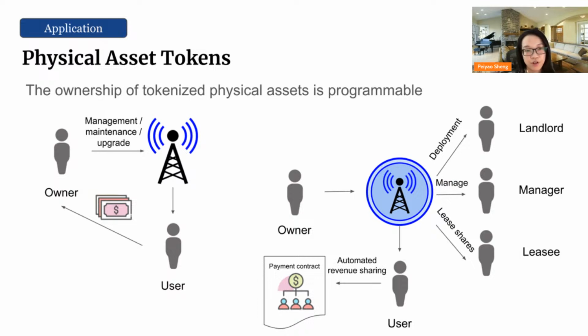But now, when such assets are tokenized, the owner can delegate different aspects of the asset to different parties. For example, the hotspot might be deployed by some landlord, but we use some other professional manager to keep monitoring the service status. And the owner can further lease the shares to other operators. Accordingly, all the fee revenues associated with this token, with this asset, can be split among different stakeholders according to predetermined agreements. And the DCO, those blockchain platforms, will provide you an ultimate way to execute these kinds of mechanisms.